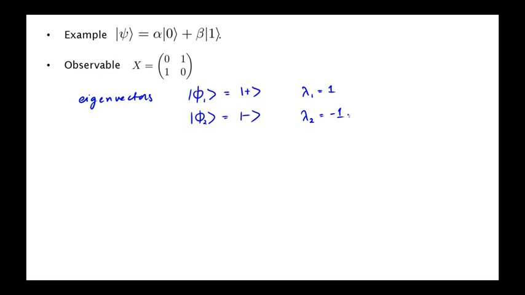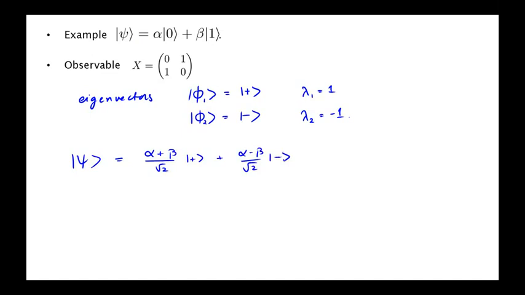So when we measure, we need to write down the state psi in this eigenbasis. So if you write it in the eigenbasis, you can sort of work this out. I believe it's alpha plus beta over square root 2 plus, plus alpha minus beta over square root 2 minus, just a change of basis.